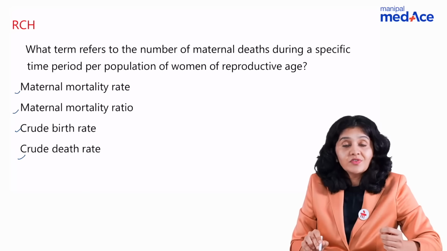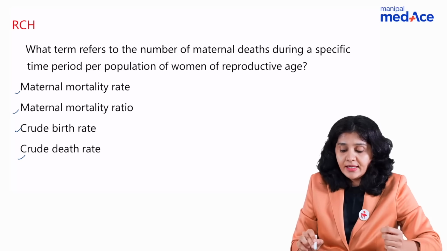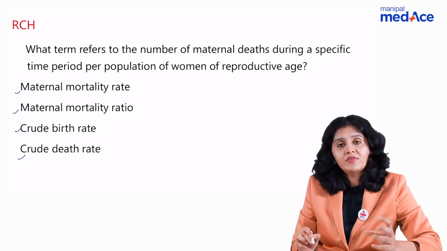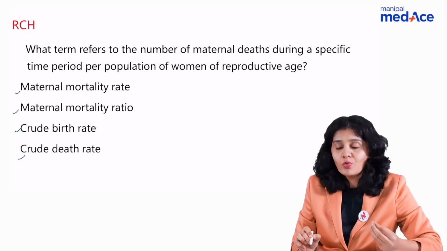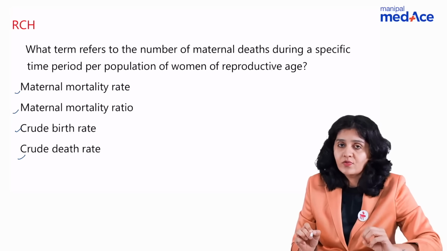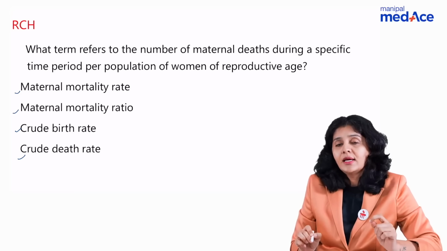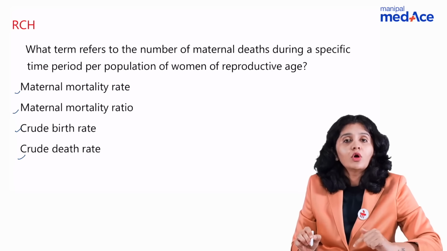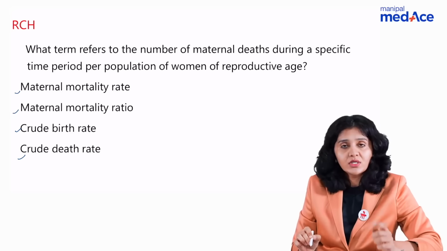So the options which are confusing are maternal mortality rate, maternal mortality ratio. So in case of maternal mortality, we use both rate and ratio. So you should know what is a rate and what is a ratio to answer this question correctly. So what is a rate? In this, numerator is a part of denominator. What is a ratio? Numerator and denominator are two different entities. So what is the correct answer here?